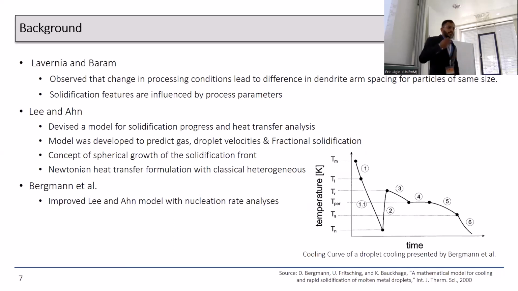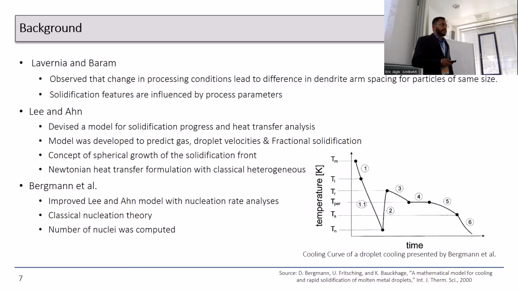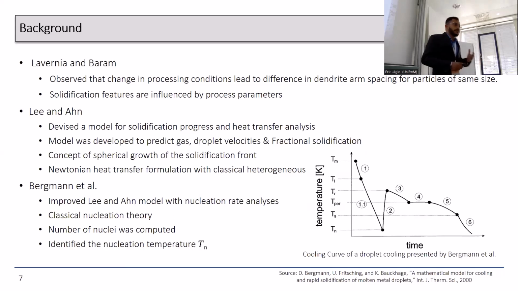They included nucleation rate analysis in the model. They used the classical nucleation theory. They tried to compute the number of nuclei formed in a given time strip, and from there, they computed the nucleation temperature when the number of nuclei formed in a time strip reached a value of 1.